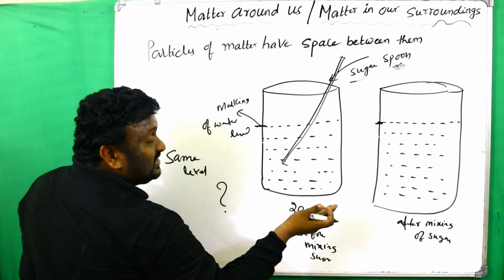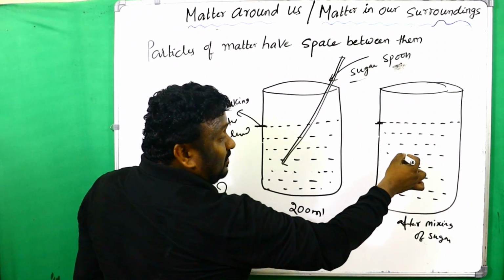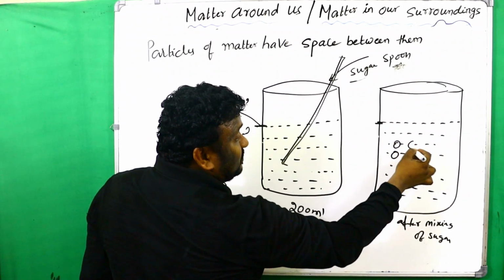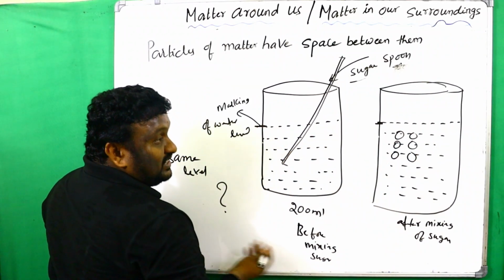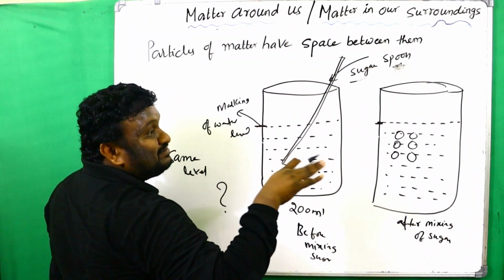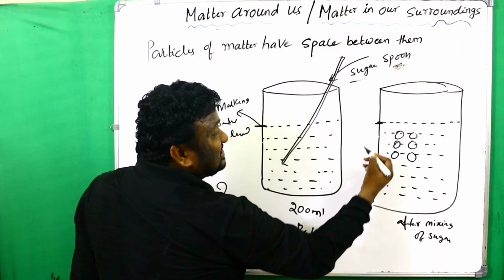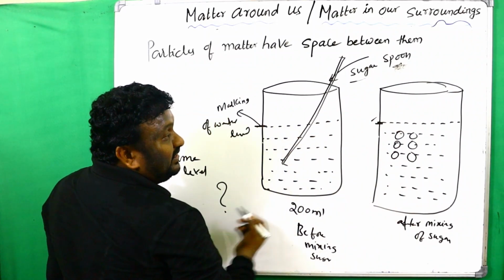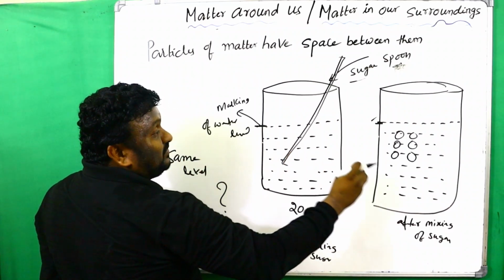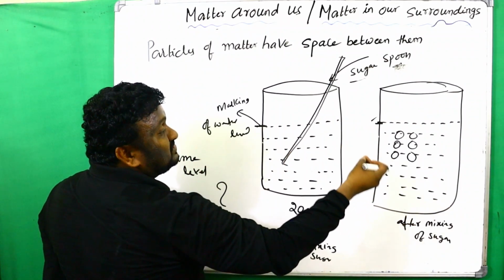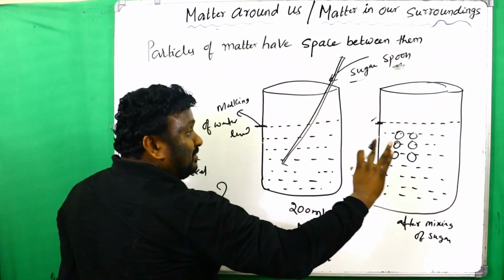Why? Because the dissolved sugar settles down between the molecules of water, the particles of matter. The dissolved content will be settled in between the gaps of the molecules of water. That's why there is no rise in the water or in the sugar solution. So from this activity you can prove that there is some space between the molecules of matter or particles of matter.